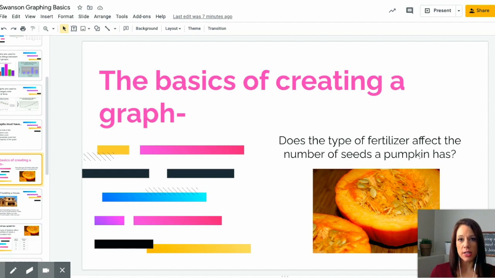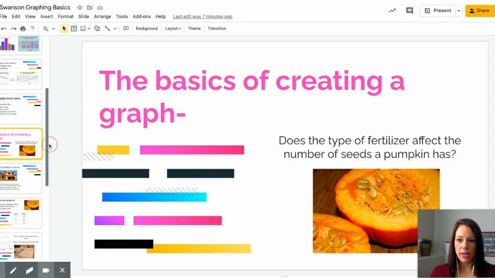So let's say we did an experiment where we are pumpkin farmers and we want to make sure that the pumpkins that we create have a lot of seeds in them, because you can harvest the seeds and eat them. If you've never had pumpkin seeds, they're actually not that bad. They're pretty good if you roast them and put some salt on them. Anyways, let's say our goal is to create pumpkins with a lot of seeds. So we're using different types of fertilizer to get as many seeds as we can.